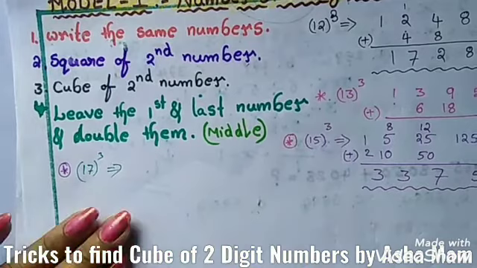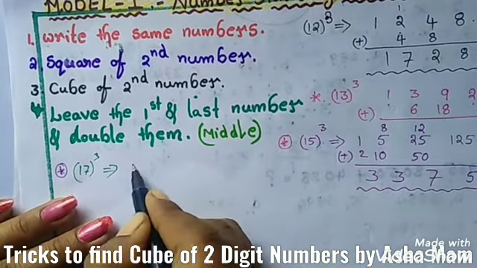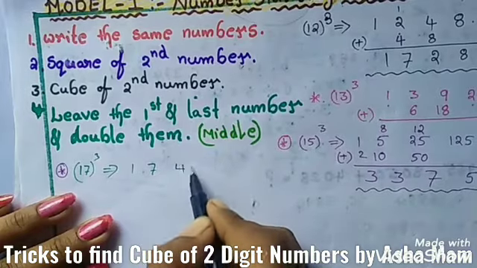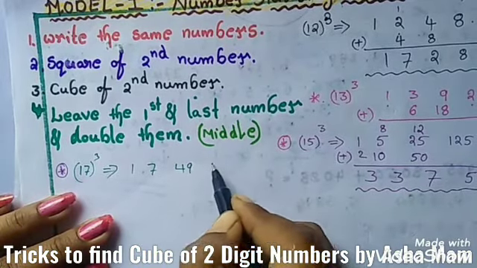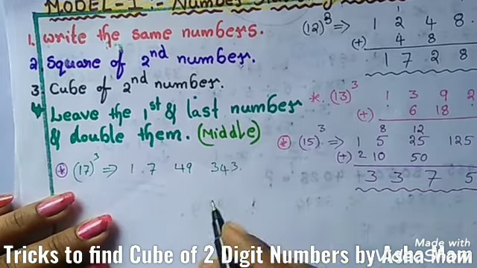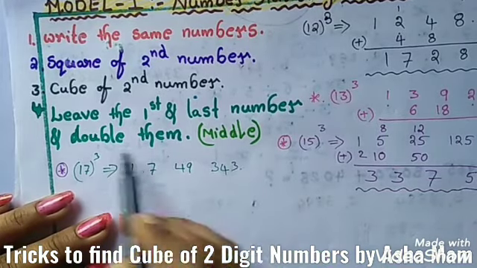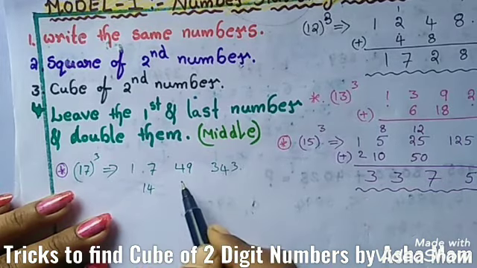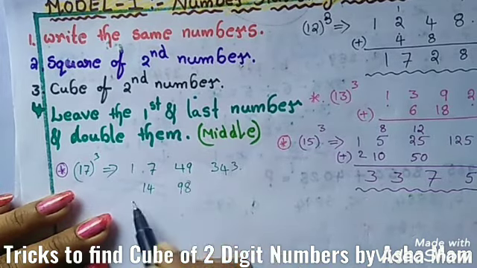17 cube means, according to the first rule, write the same numbers. So 1 and 7, and square the second number, means 7 into 7, 49, and 7 into 7 into 7, 343. And leave the first and last number and double the middle numbers. So here is the middle one, 7. 7 into 2, 14. 49 into 2, 98.